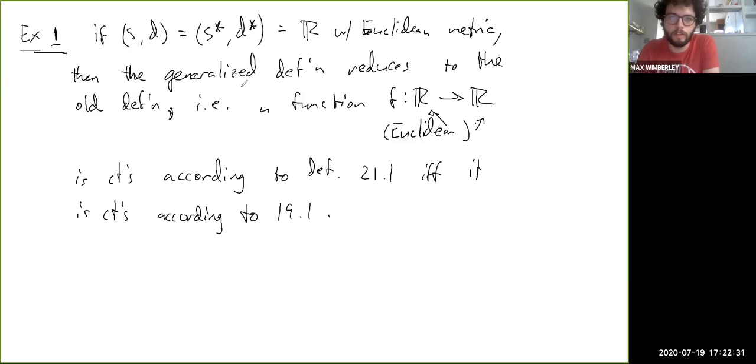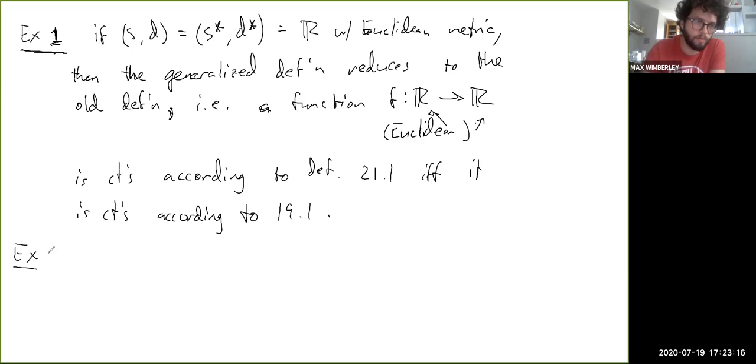And of course, this is also true if S and S star are subsets of R with the Euclidean metrics on those subsets. So it doesn't have to be all of R. But just as an example, if you have a function that's defined on all of R and it takes real values, then if it's continuous according to the original definition, it's also continuous according to this one and vice versa. Okay, that's important. We want to see that because that means that our definition really does make sense as a generalization.